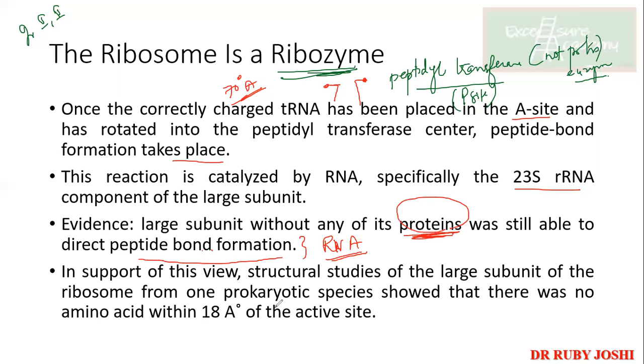To support this, structural views of the large subunit of the ribosome from prokaryotic species showed that there was no amino acid within 18 angstroms of the active site. So where the active site is, where the peptide bond formation is happening, there is no presence of amino acids. This was another structural evidence which proved that proteins are not required for peptide bond formation. Only RNA was present. I have got the figure over here.